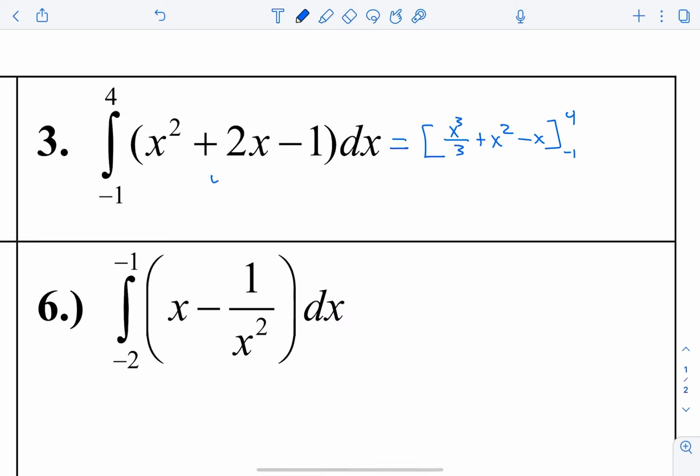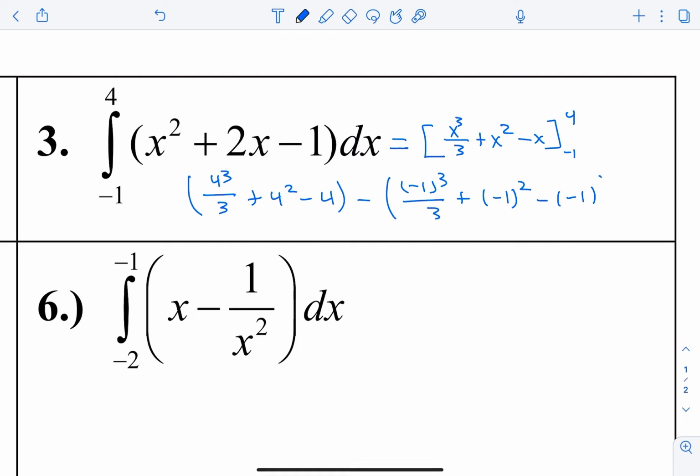So we have 4 to the third over 3 plus 4 squared minus 4. And from this we subtract -1 to the third over 3 plus -1 squared minus -1. And then once we do that, we can see that our answer is 95 over 3. And that is the answer to the first question.